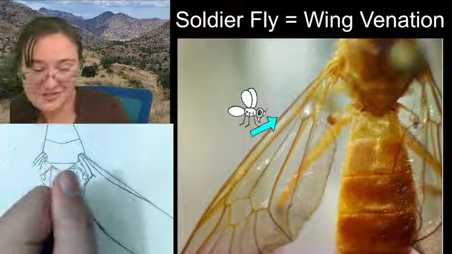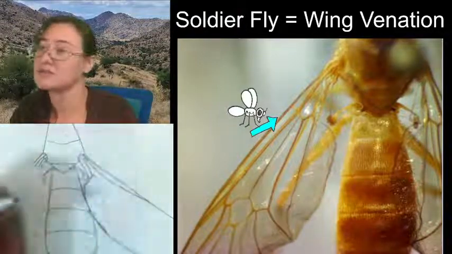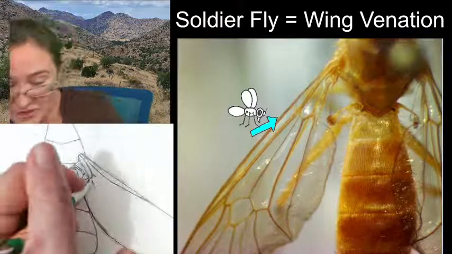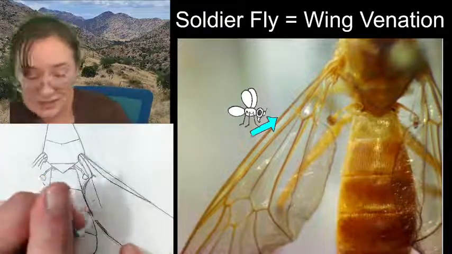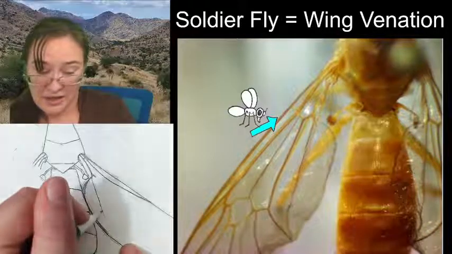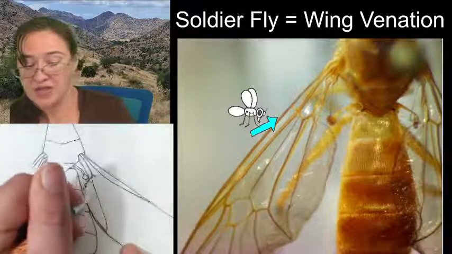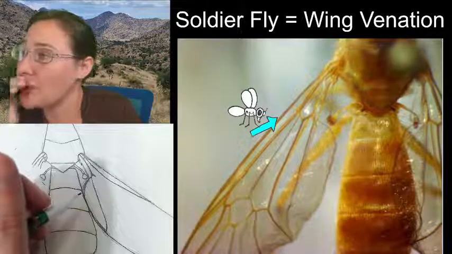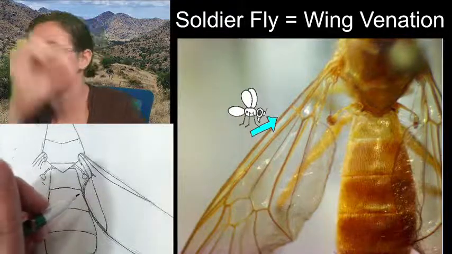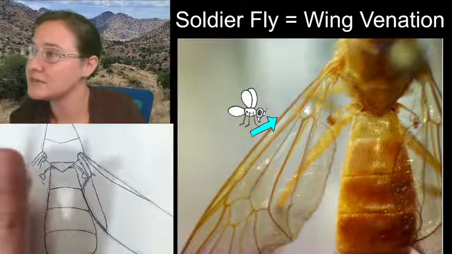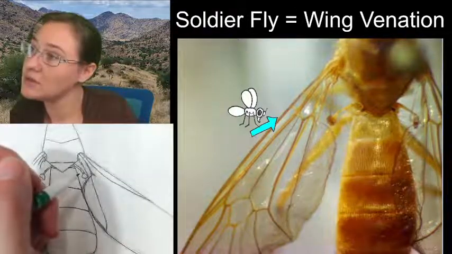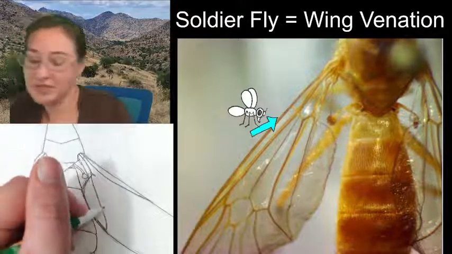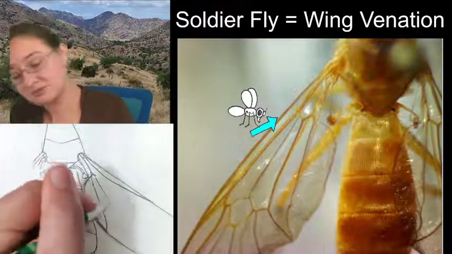you have this cell that comes around. So it comes around the base. And then you've got this one that goes kind of straight and then angles towards that. So you end up with this anal cell that's closed. We call it a closed cell if it is surrounded by veins. All right, and then this one also comes off and then angles down.